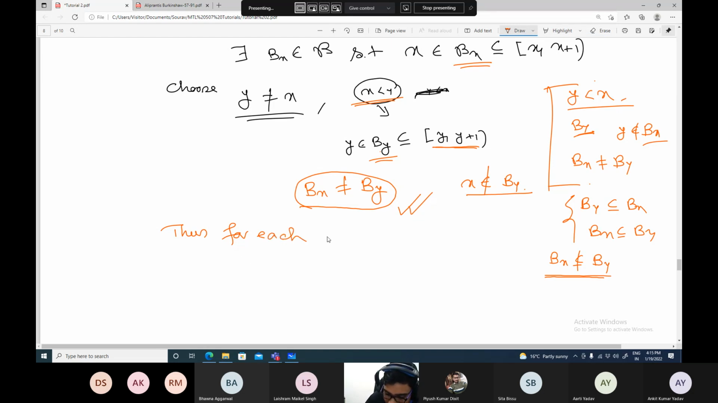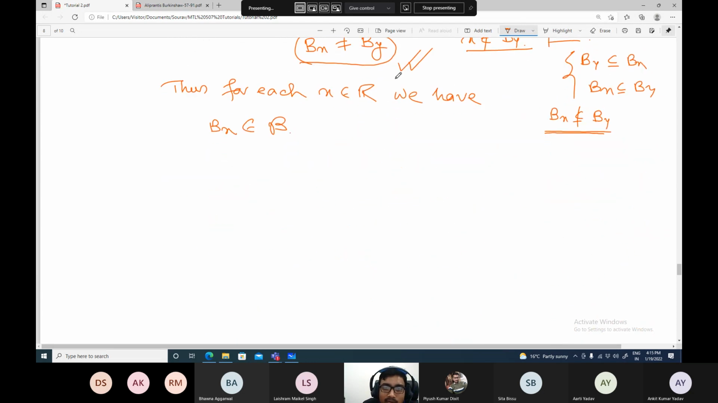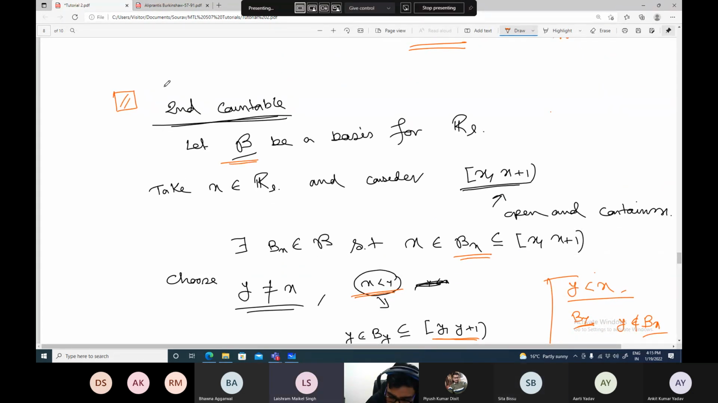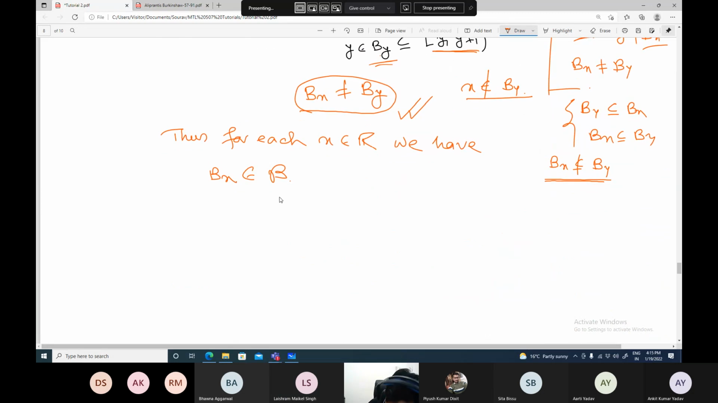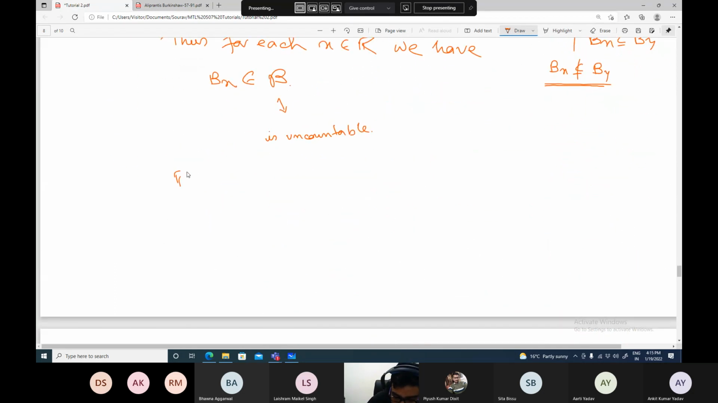Now, thus for each x belongs to R, we have a B_x, right? And this B_x belongs to the basis script B, right? So what can you say about the cardinality of this B, the basis? The cardinality of B is greater than or equal to the cardinality of R. So therefore B is uncountable, right? So I have taken an arbitrary basis and proved that it is uncountable. So this R_L is not second countable.